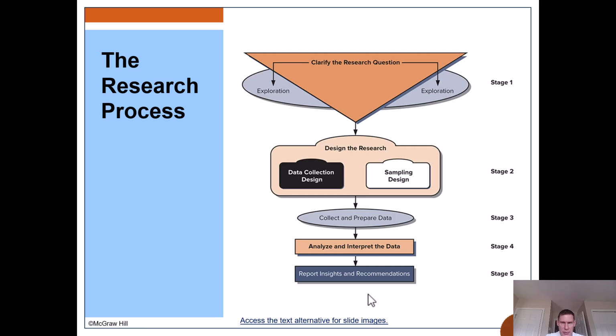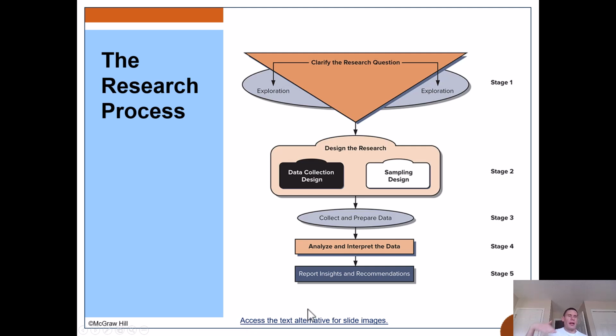So let's talk a little about the research process. The first thing to do is stage one, clarify the research question. So what's the problem? What are you trying to understand or figure out? Stage two is design the research, also called research design, and that could involve data collection design and sampling design. So not actually doing it, just designing how we are going to collect the data, and then how we are going to sample, because obviously we want to make sure that the sample is representative. Then collect and prepare the data, analyze and interpret the data, and then report any insights and recommendations.